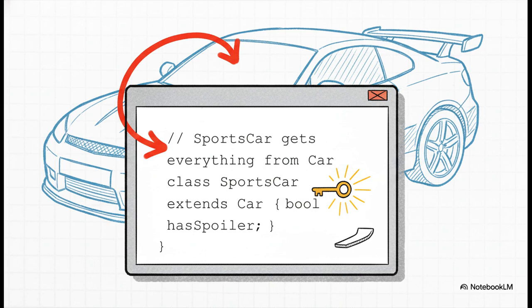It all comes down to that one little word, extends. That's the magic. It tells the program that sports car gets everything, all the properties, all the abilities from car. We didn't have to rewrite a single line of code for color or engine. We just got it for free. For keeping your code clean and reusable, this is a total game changer.